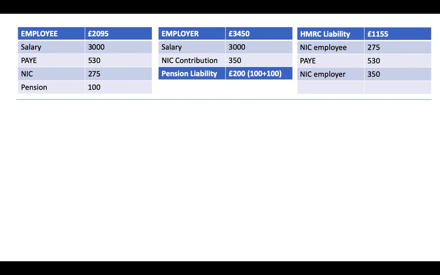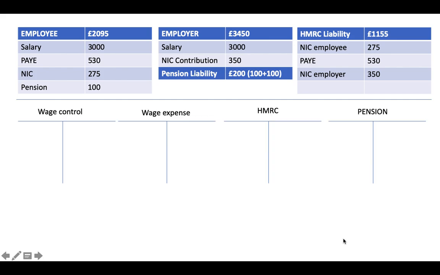Right, just pop these figures up the top here for reference to fill in our ledger accounts. Employee take home is £2,095, employer's overall costs is £3,450, pension contribution of £200, and an HMRC liability of £1,155. In order to process this into our ledger accounts, we are going to need 4 ledgers: our wage control, our wage expense, our HMRC account, and our pension account.